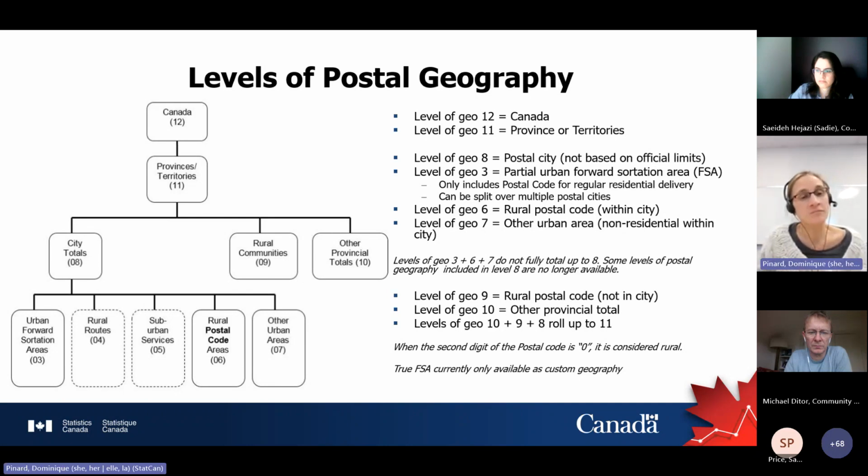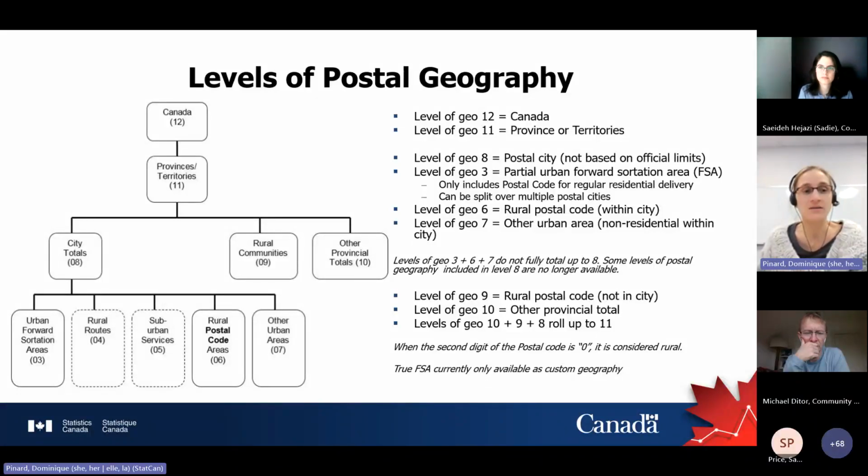And I'm going to spend just a few more minutes on the urban forward sortation areas that are currently available off the shelf from the standard product, and rural postal codes. Even though their name says they are based on urban forward sortation areas, forward sortation areas are the first 3 digits of a postal code. This one is also based on delivery mode.